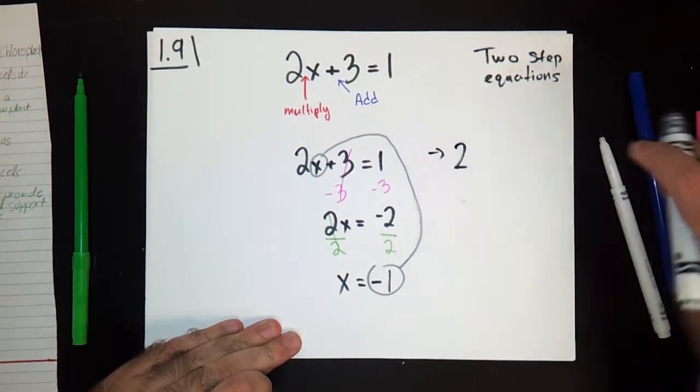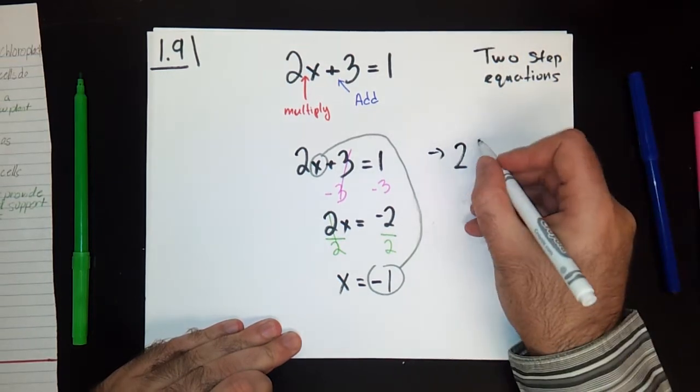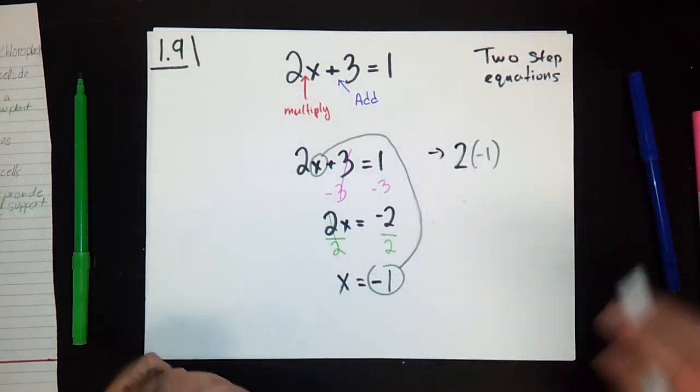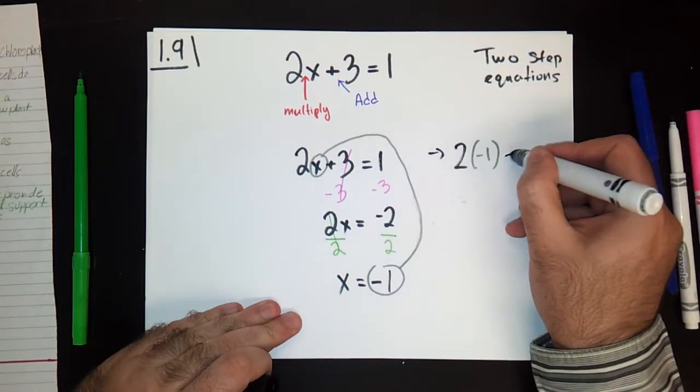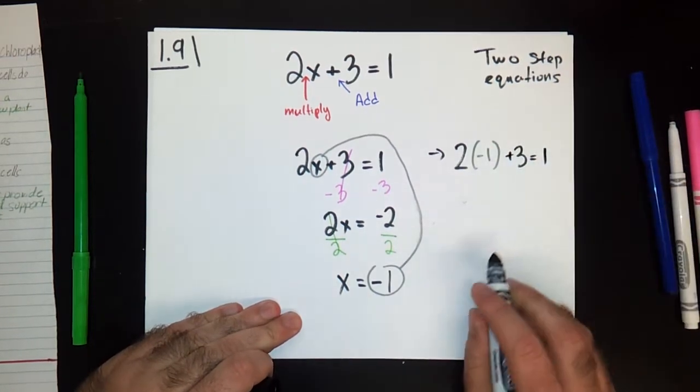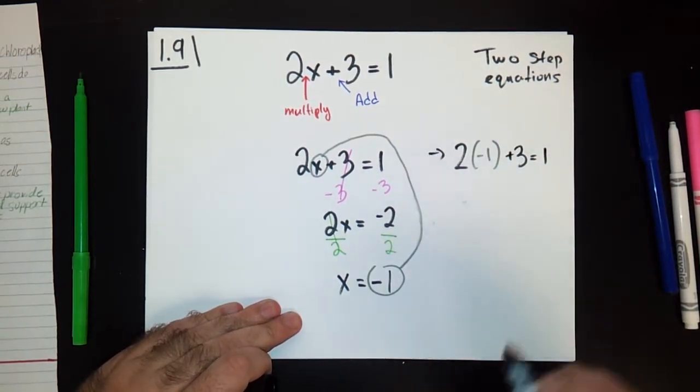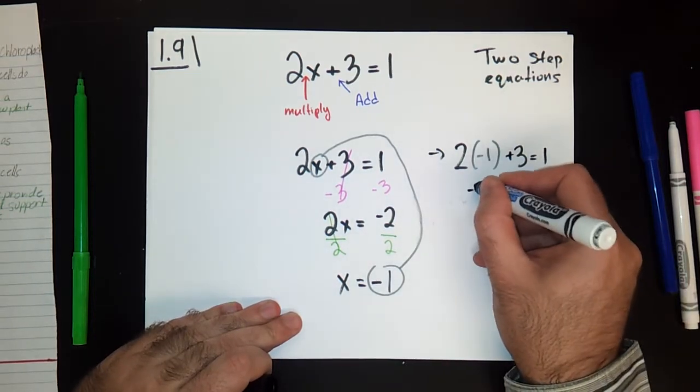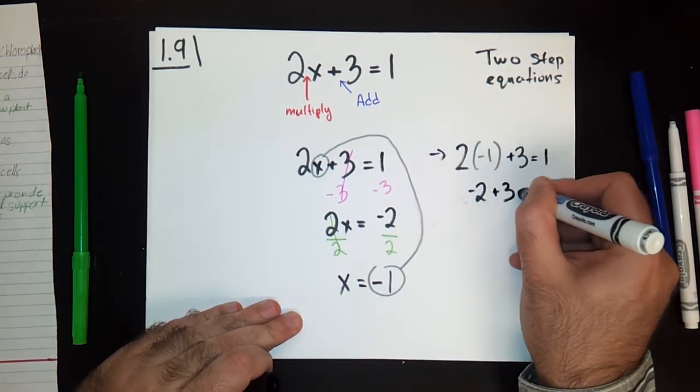So I have 2 times negative 1 plus 3 equals 1. 2 times negative 1, different signs, automatically negative. That's negative 2 plus 3 equals 1.